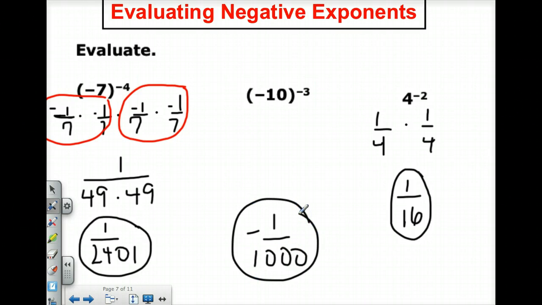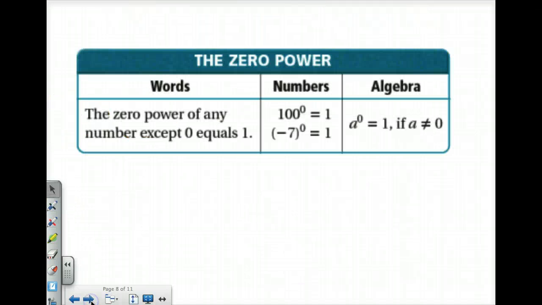Okay, we are now going to move on. More order of operations. Oh, wait, before we get to order of operations, there's something really important we need to know. The 0 power of any number except for 0 is always equal to 1. It doesn't matter if the base is positive. It doesn't matter if the base is negative. If you have an exponent of 0, your answer is going to be 1.